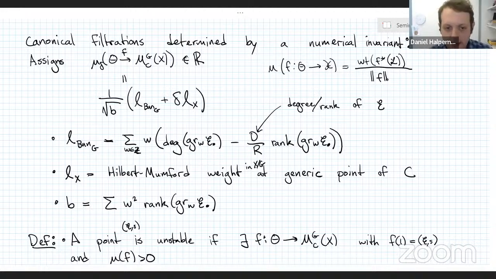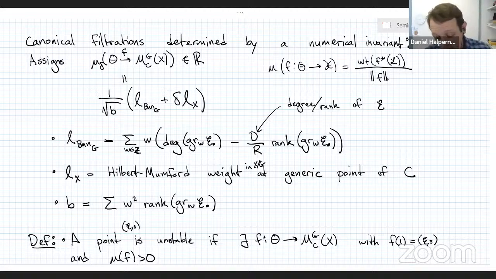This L Bun G is the weight of a certain line bundle on Bun G. So the numerator here, this L Bun G plus delta Lx, the L Bun G part really is an example of a weight of a certain line bundle on Bun G. So it's the usual formula for Hilbert-Mumford stability. The Lx is not exactly coming from a line bundle, which is sort of strange. It doesn't come from a line bundle, but it's sort of like a line bundle at the generic point of C. So it's a line bundle, if you like, on the stack of rational maps from C to X mod G. Gotcha.